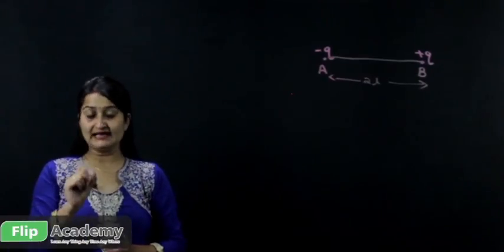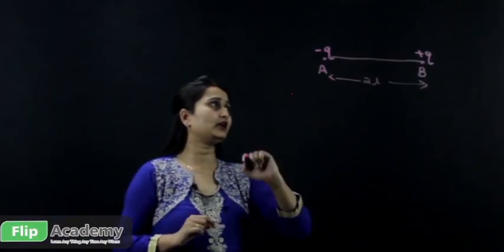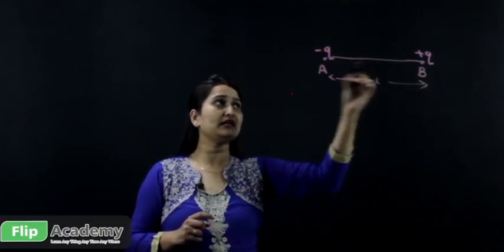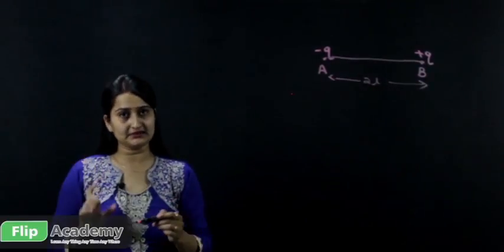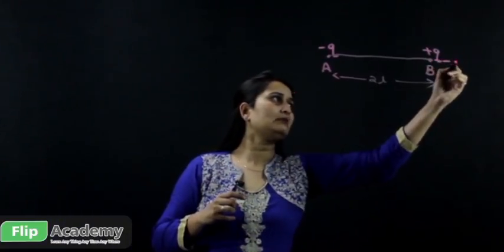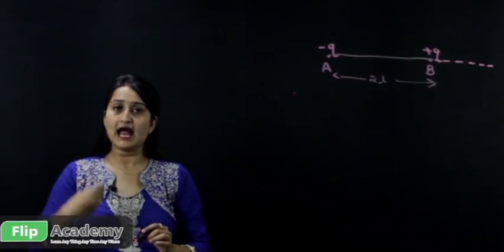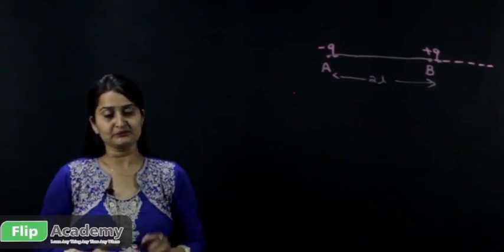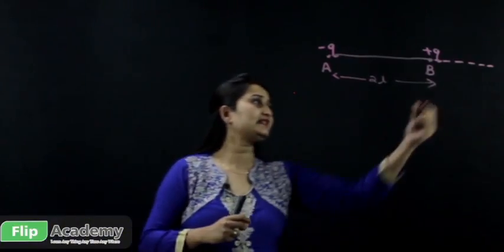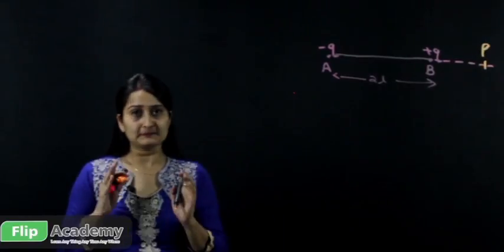Now, you have to find the electric field intensity on the axial line. Look carefully at this diagram. Minus q and plus q lie along this horizontal axis. So what is the axial line in this condition? The axial line is the same horizontal axis. So this horizontal axis becomes your axial line. You have to find the electric field intensity. Let's consider a point on the axial line, say point P.